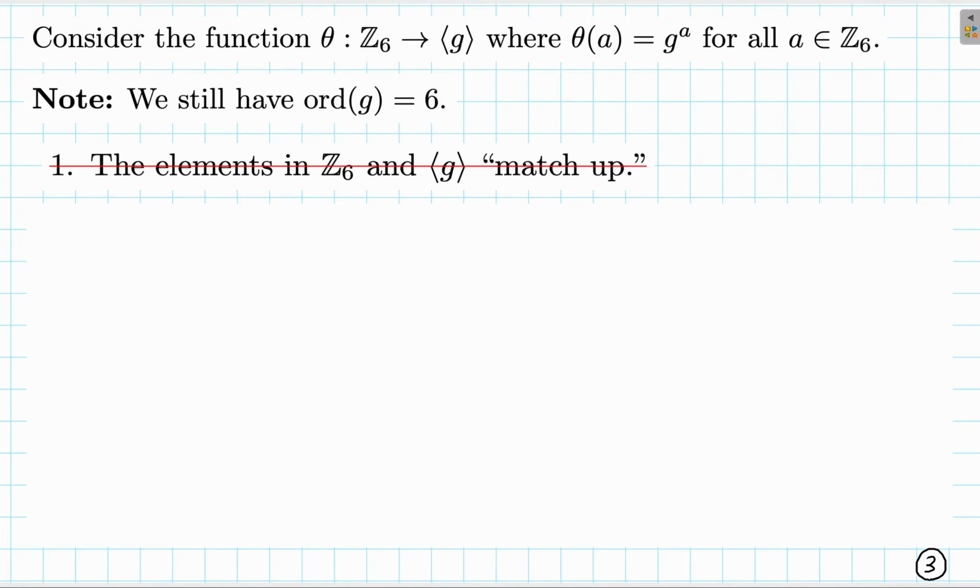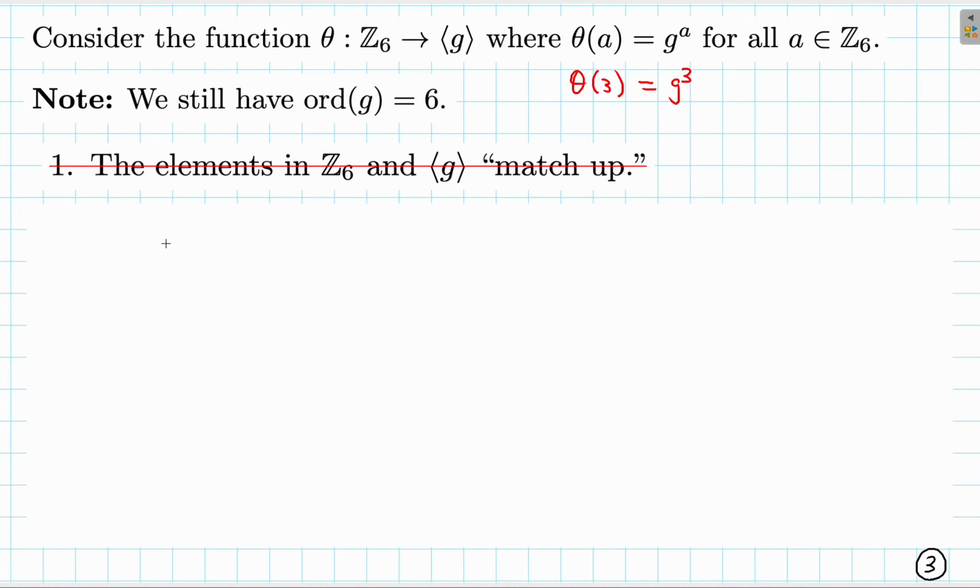Now, to make the notion of an isomorphism or isomorphic groups more precise, let's define a function theta from Z6 to bracket G, where theta of a equals G to the a for all a in Z6. So for example, we have theta of 3 is equal to G to the third power. And do keep in mind that we're still working with order of G being 6.